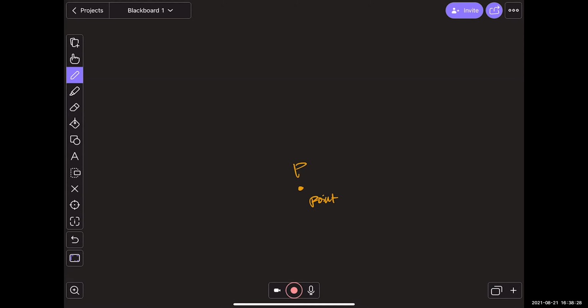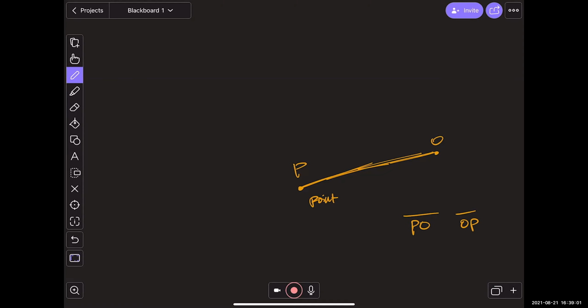Now say we take this one point and we have a different point. Let's call this one point O. What we can do is connect these 2 points. Once we have connected these 2 points, we now have a line segment PO. Now, line segment PO and line segment OP are exactly the same. It's just that one has the start at P and the end at O, while the other has the start at O and the end at P.